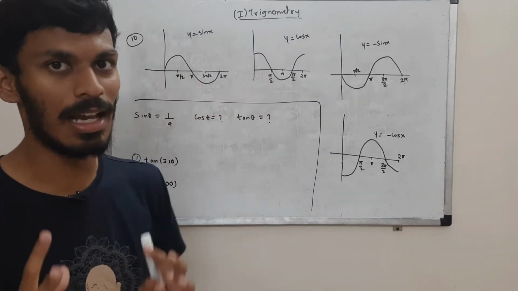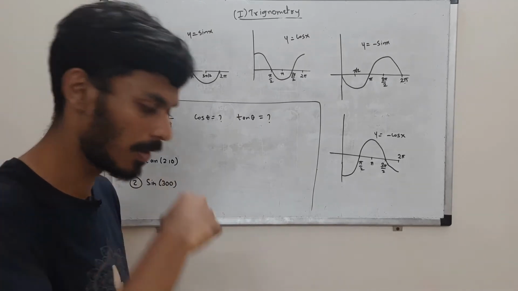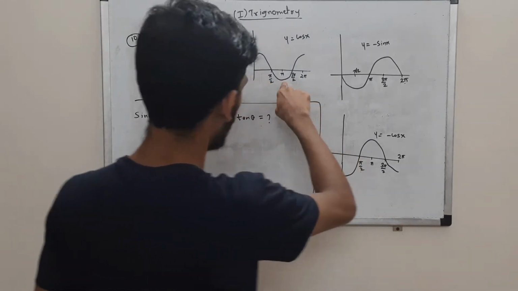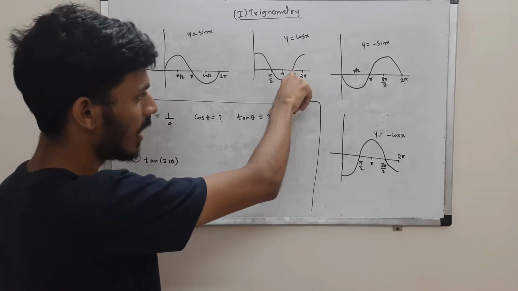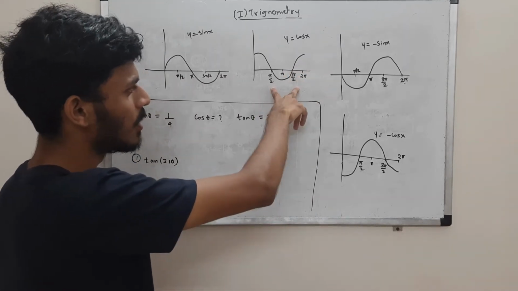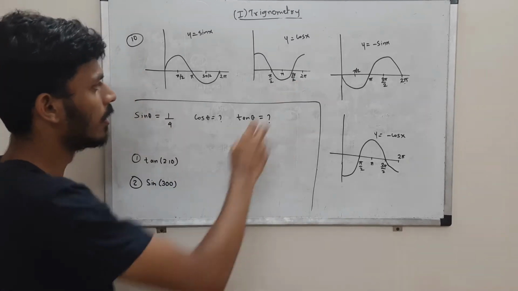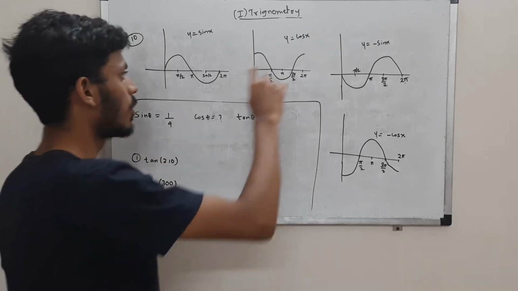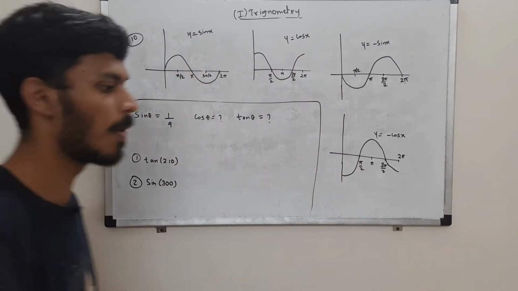Finally at cos 90 it becomes 0, and cos pi is minus 1. Cos 270 or 3 pi by 2 is again 0. So you can see that at odd multiples of pi by 2, the cos function becomes 0. And finally cos 2 pi is again 1, same as cos 0.